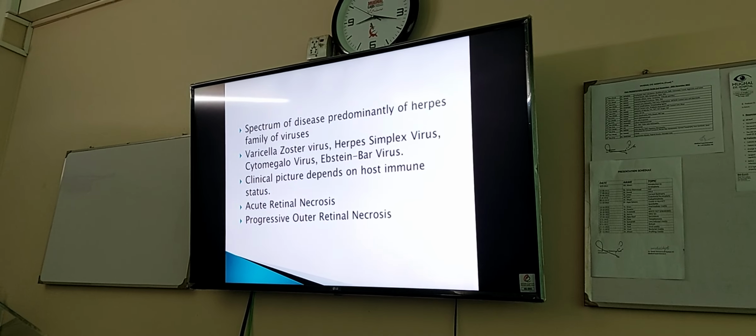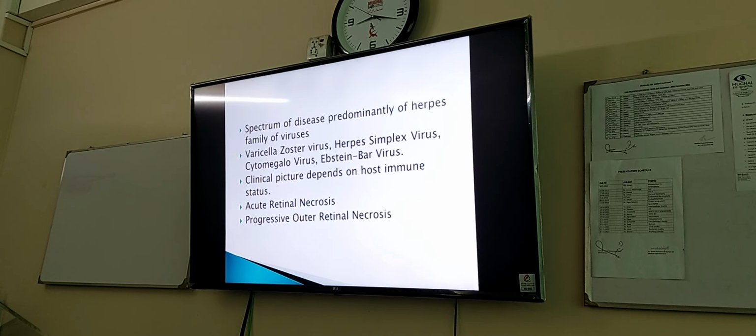This is a picture of PRN in which the posterior pole is involved earlier. And also in PRN, bilateral involvement is more, that is 70 to 75% of cases have both eyes involved, and there is more outer retinal involvement. Diagnosis may be clinical, but for definitive diagnosis, you can go for a PCR based diagnostic assay of varicella zoster virus DNA in the vitreous sample.